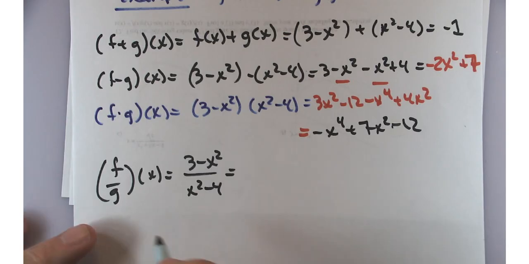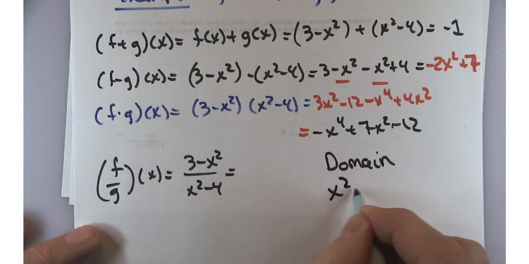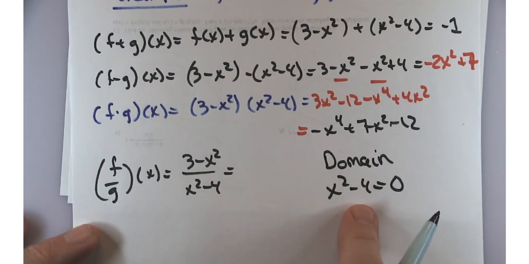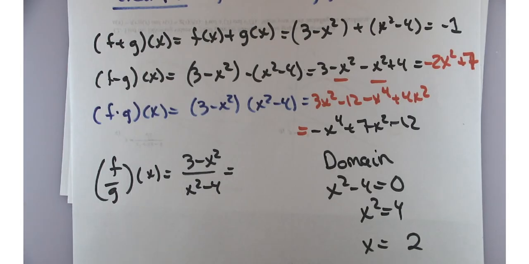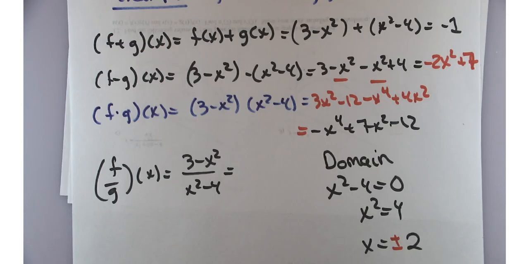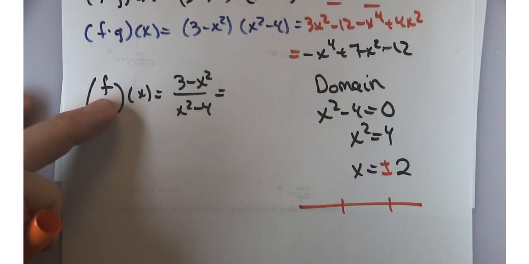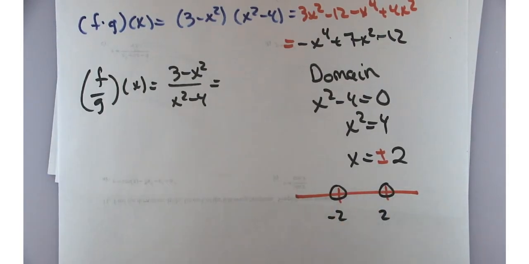So for the domain, x squared minus 4, we want to find out where this is equal to 0. So x squared equals 4. I hope you don't just give me x equals 2. Remember, when you take the square root of this, there's really a plus or minus square root. So both of those values are places you want to avoid. So if you're looking at it on a number line, it'd be negative 2 and 2. These are the places we want to avoid. Everything else in between is okay.